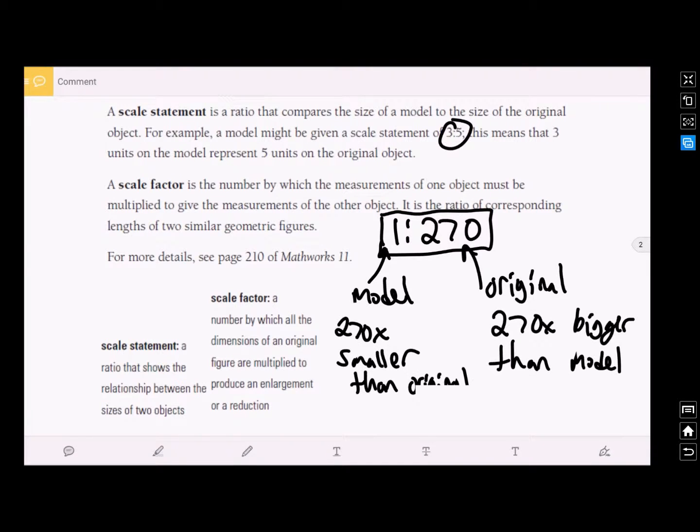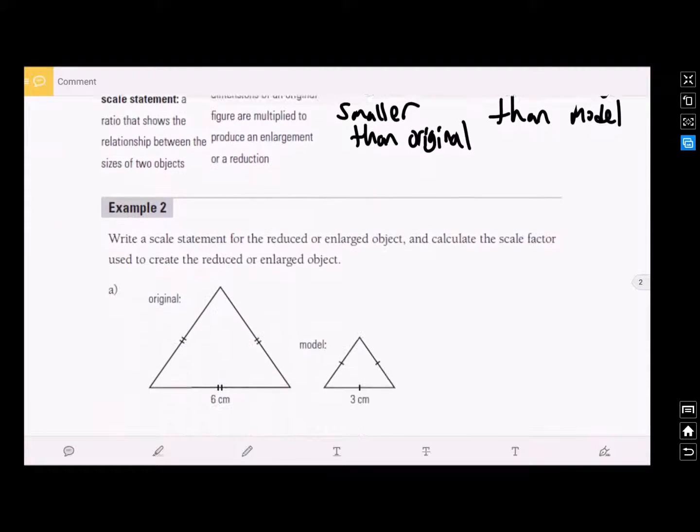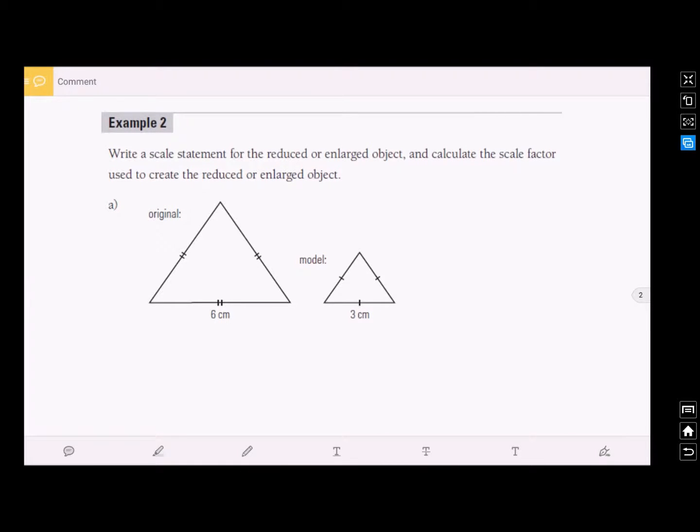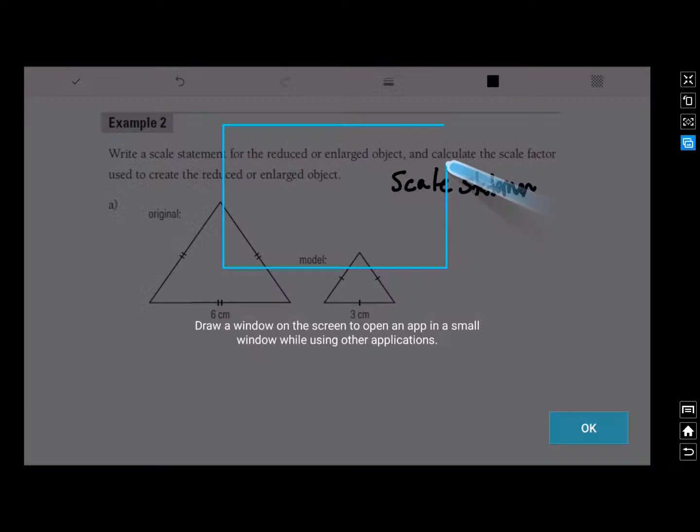Alright, so let's go through the first example. We're going to write a scale statement for the reduced or enlarged object, and we're going to calculate the scale factor used to create the reduced or enlarged object. So one easy way to determine the scale statement, let's call it the scale statement.